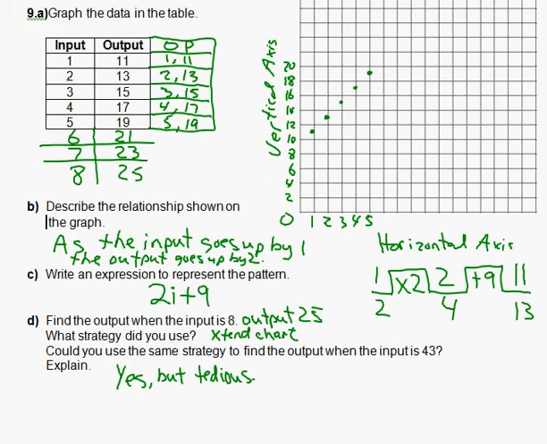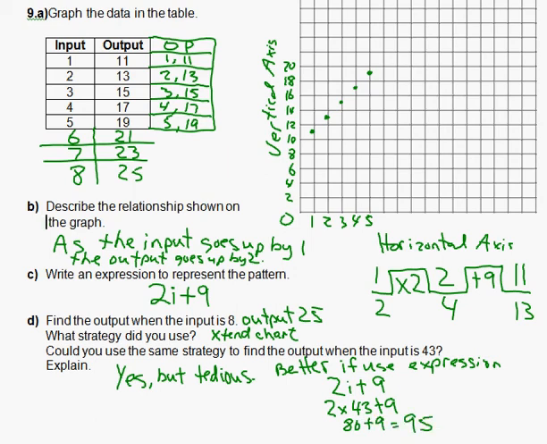So what would be a better way? Use your expression. Okay? Better is use the expression. It'll speed things up. So let's do it. The expression is 2i plus 9. And instead of i, let's put in 43. And then what's 2 times 43? It's 86. And what's 86 plus 9? It's 95.